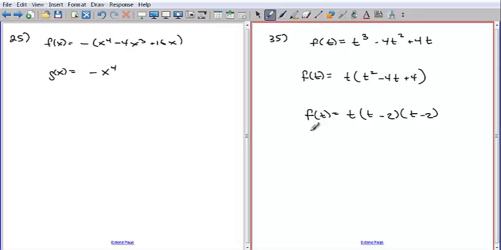So those are my three zeros, and these are all real zeros. I have a zero at t equals 0, from this term. And then I have 2 zeros at t equals 2. So t minus 2 has to equal 0, and if you solve for t, you get t equals 2. If I plug that back in, I get 2 minus 2, which is 0.